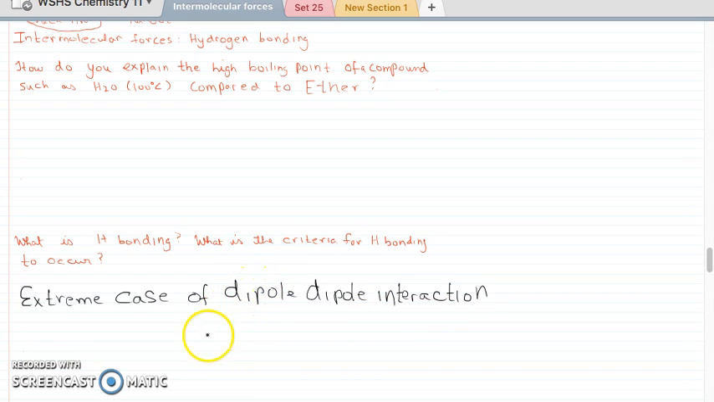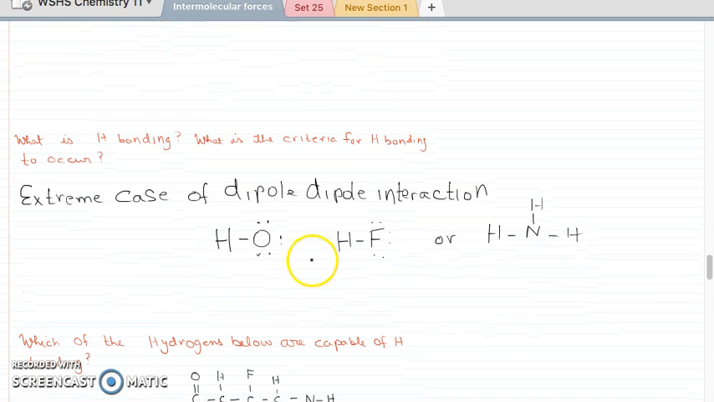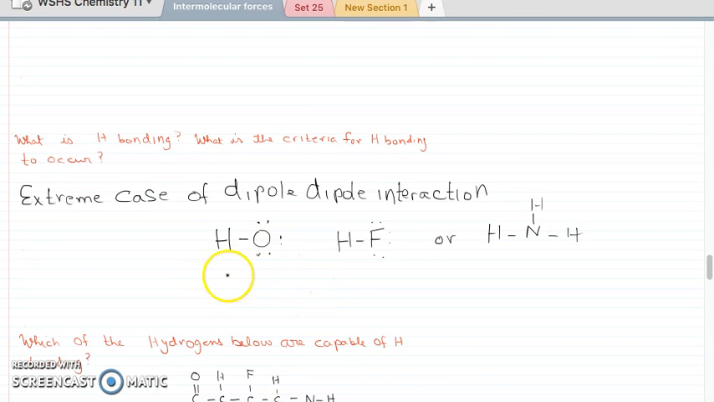But what's so special about hydrogen bonds is that hydrogen bonds will only occur when hydrogen is bonded to either of these three: oxygen, fluorine, or nitrogen. The bond has to be between hydrogen and oxygen, fluorine, or nitrogen, and only then would a hydrogen bond occur. It is a really strong intermolecular force.